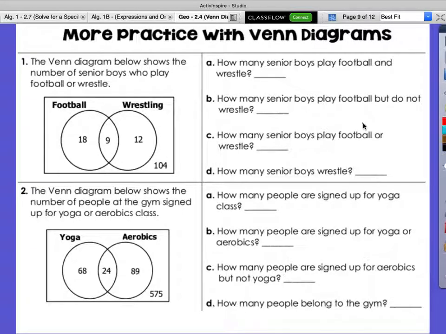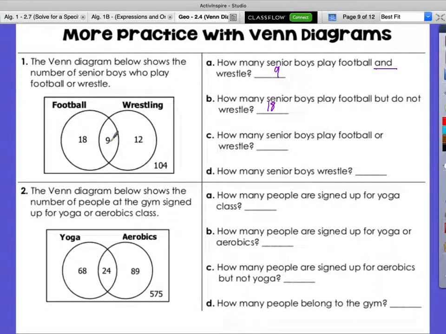So if we were to find all of the senior boys, we'd have to add up all 4 of these numbers. With that being stated, how many senior boys play football and wrestle? 9. Only 9 do both. Okay, before we get ahead of ourselves, how many senior players play football but do not wrestle? 18. They play football but do not wrestle. That'd be this category over here. They play football but they don't wrestle.